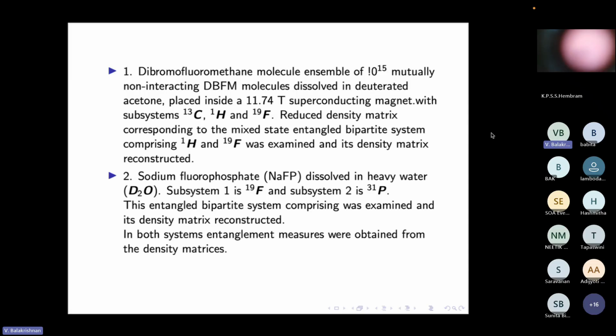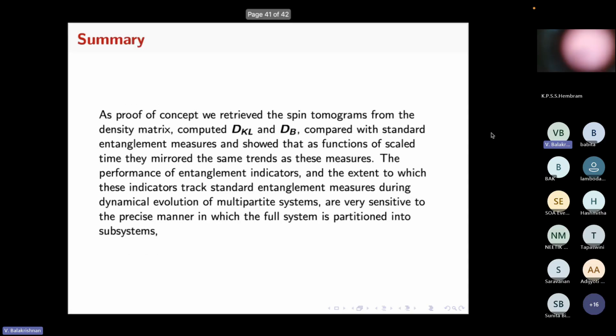In both systems, the entanglement measures were obtained from the density matrices. And what we got was the following. We retrieved the spin tomograms from the density matrix. We worked backwards actually, computed DKL and DB, and compared with the standard entanglement measures and showed that as functions of scaled time, they mirrored the same trends as these measures. So the performance of entanglement indicators, both in qubit systems and in continuous variable systems, and the extent to which these indicators track standard entanglement measures during dynamical evolution, are very sensitive to the precise manner in which the full system is partitioned into subsystems.